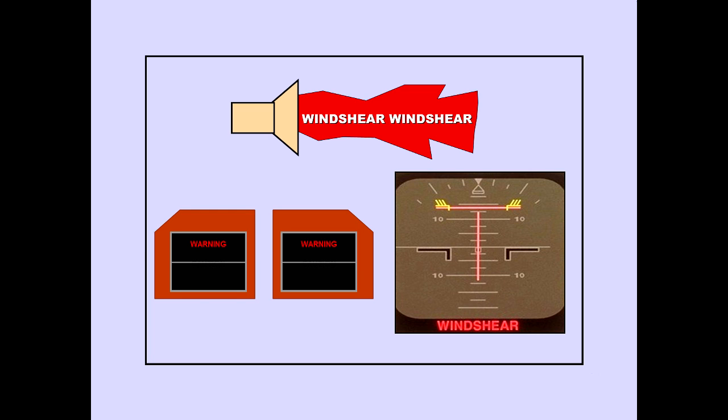The oral wind shear warning indicates wind shear conditions that approach the limiting performance capabilities. Wind shear is also displayed on the PFD. These warnings will be discussed in more detail in the Ground Proximity Warning System module.